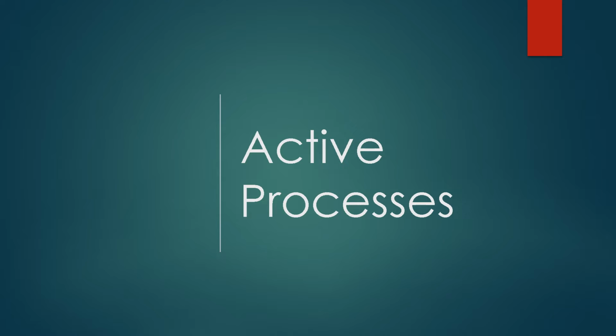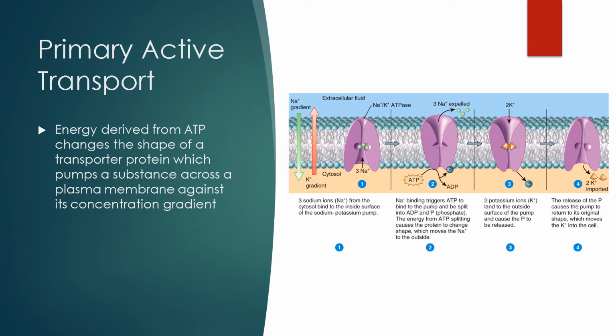Okay, now we're going to go over active processes. Active processes require energy in the form of ATP and usually move molecules against their concentration gradients, or uphill. So we're first going to look at primary active transport. This is the process in which solutes are moved across cell membranes against electrochemical gradients, and they do this by using energy supplied by ATP. So we have a sodium-potassium ATPase here. This is also known as a sodium-potassium pump.